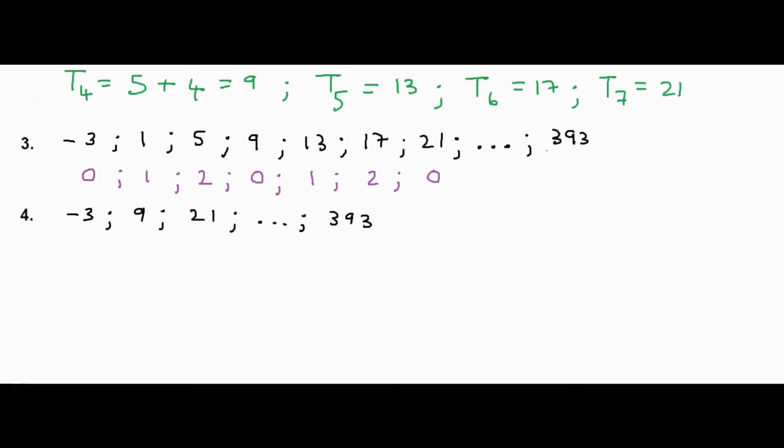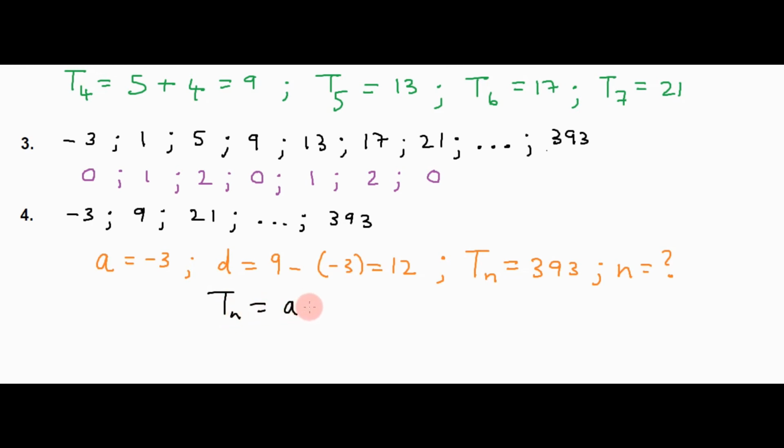So let's see what we have and what we need to find. We have the first term a, which is negative 3. The common difference d we can get by taking term 2 less term 1. And we see this comes to 12. We can check to see that this is an AP by taking term 3 less term 2. And we'll also get 12. We are also given the nth term, or the value of the nth term, which is 393, and we don't have the number of terms. So we're first going to use the formula T sub n to get the number of terms.